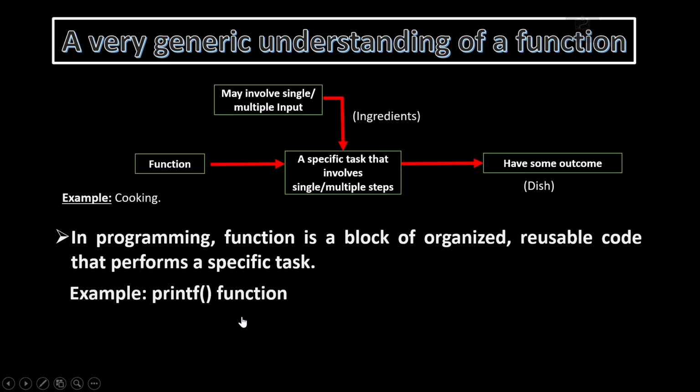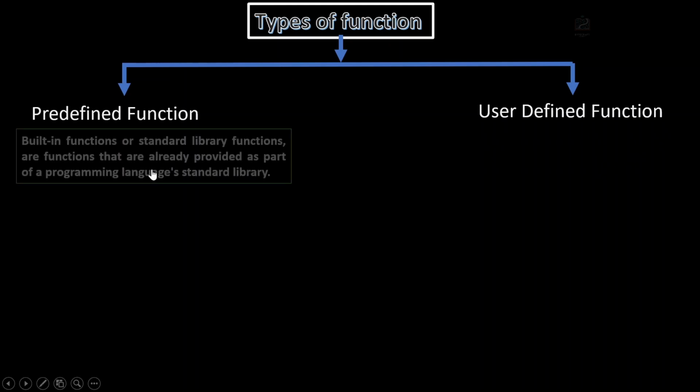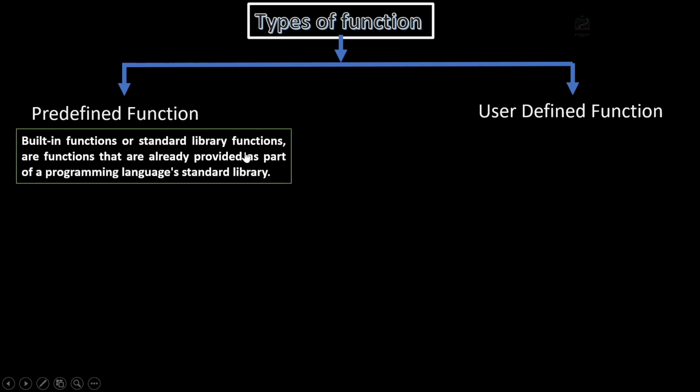For example, the printf function. We do not need to write the printf function in our program. We just call it and we get the work done. Basically, there are two types of functions: predefined functions and user-defined functions. Predefined functions are the built-in functions or standard library functions. These are already provided as a part of the programming language standard library. For example, the printf function, which actually resides within the standard input output .h header file.